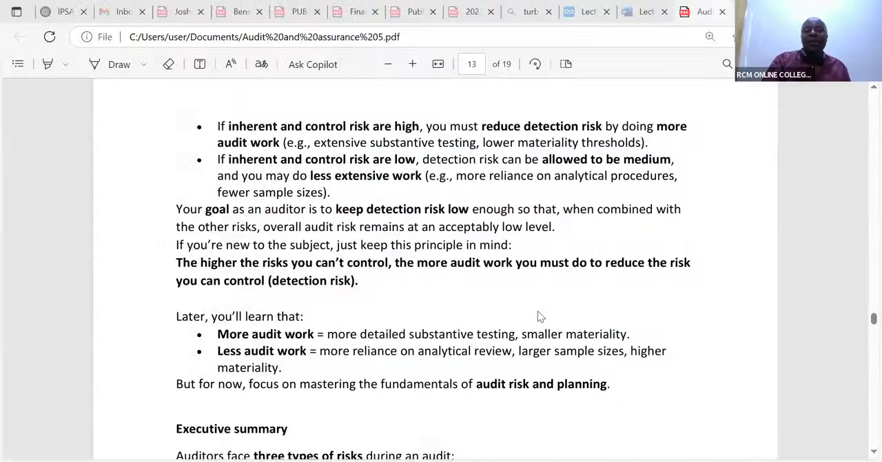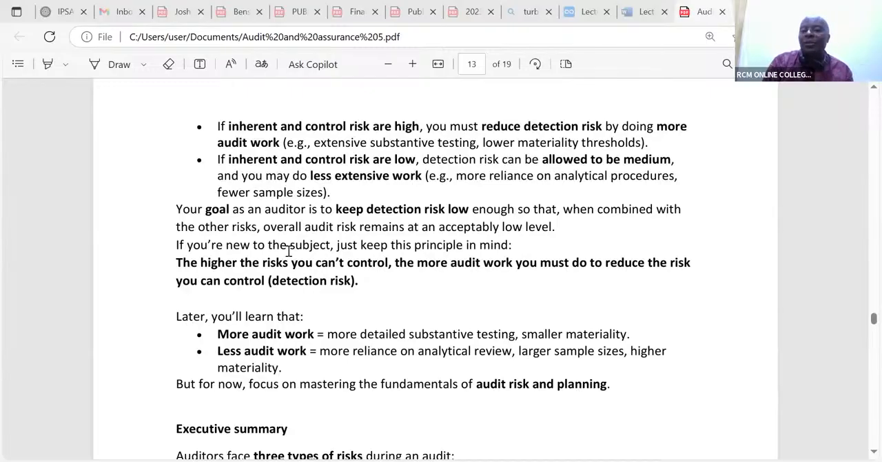So we're almost finishing. Later, you will be able to learn. Your goal as an auditor is to keep detection risk low enough so that when combined with other risks, the overall audit risk remains at an acceptably low level.